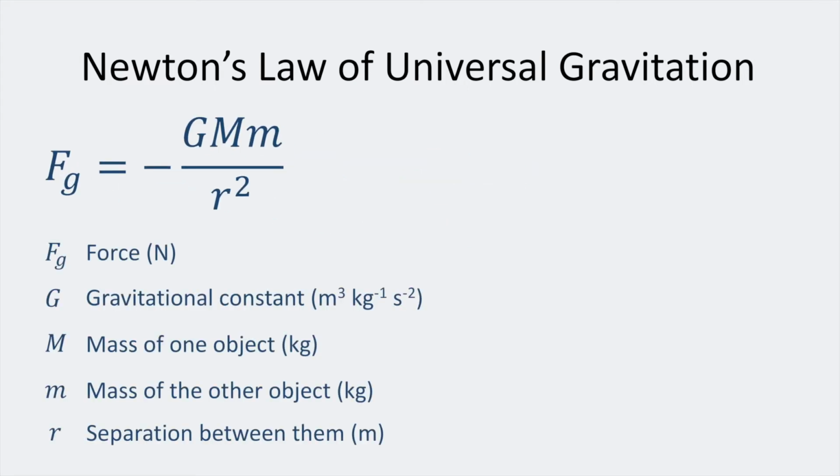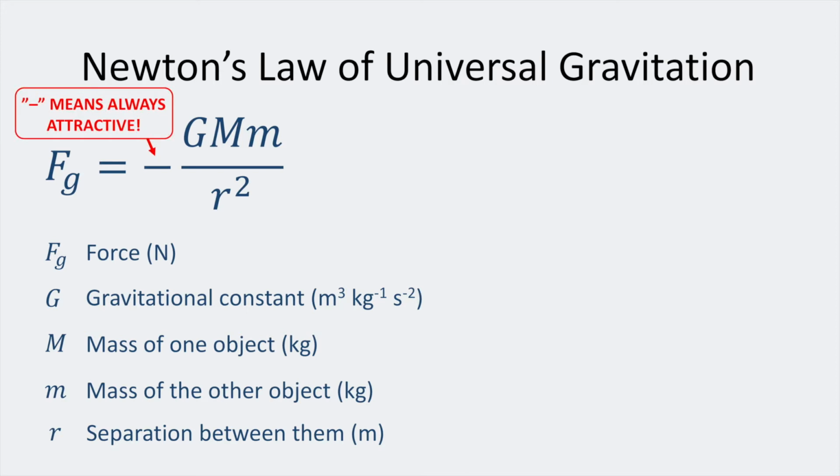We first have Fg, which is the force experienced by each object in newtons. We then have capital G, which is Newton's gravitational constant, given in meters cubed divided by kilograms divided by seconds squared. Then we have capital M and lowercase m, which are the masses of the two objects involved. And we have r, which is the separation between these two objects given in meters.